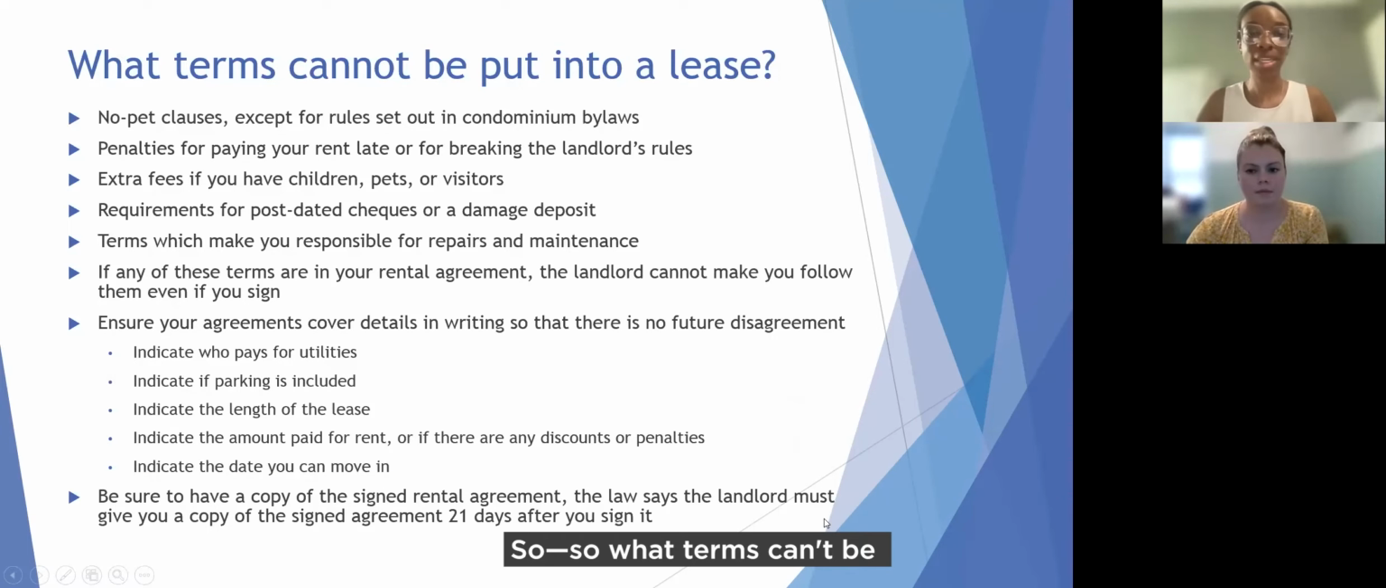So what terms can't be put into a lease? No pet clauses, except for rules set out in condominium bylaws. So typically they can't say you can't have a pet.